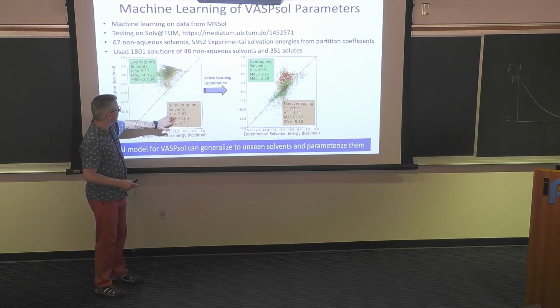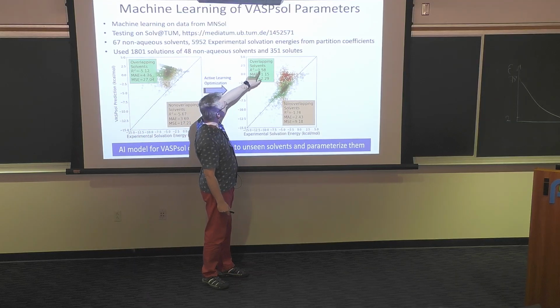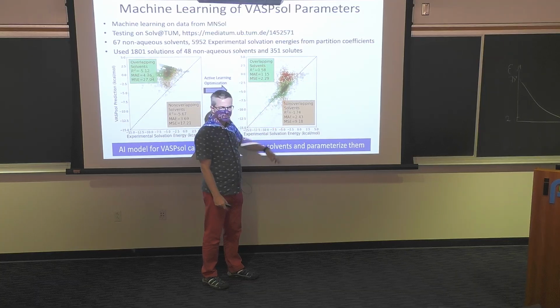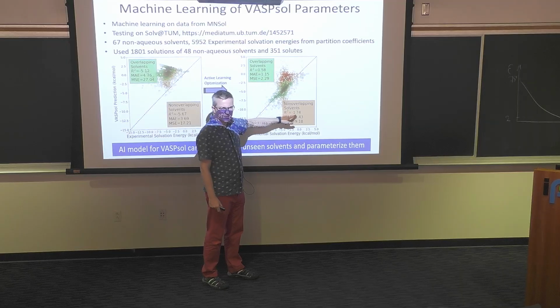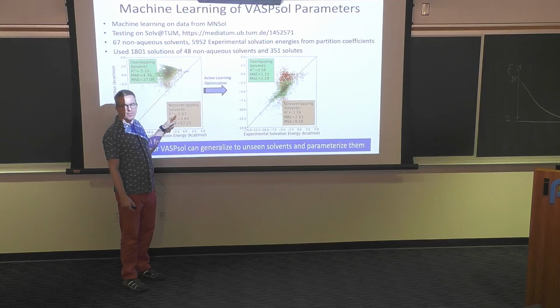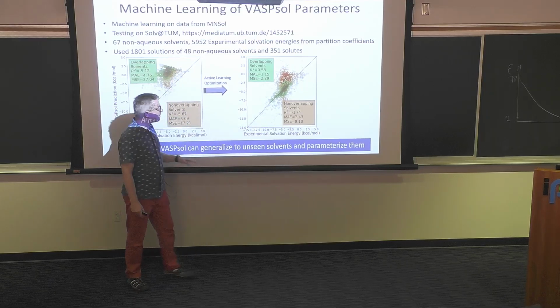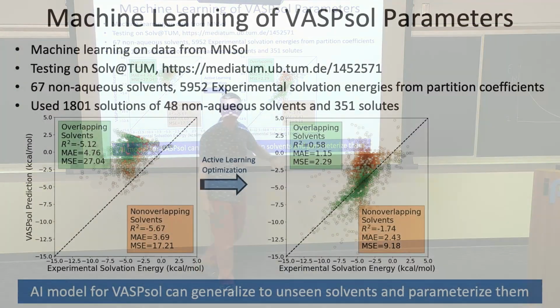And so it does, of course, completely terrible. But when we optimize it, it does actually quite well with the overlapping solvent. The R squared is positive, that's a good sign. MAE and MSE are kind of what you expect. And for the non-overlapping solvents it's never seen, the R squared is still negative, so it's still pretty terrible. But it's still a major improvement from incredibly terrible to slightly terrible, right? And so there is some hope, is what I'm saying.